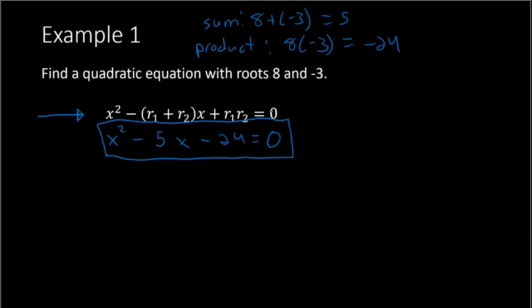This is an equation that has those roots. Now remember, it could be any multiple of this as well. We could have a 2 in the front, so you put this in parentheses. You could have some constant in the front, a 2, 3, 4, whatever. But this is one equation which has those roots of 8 and negative 3.